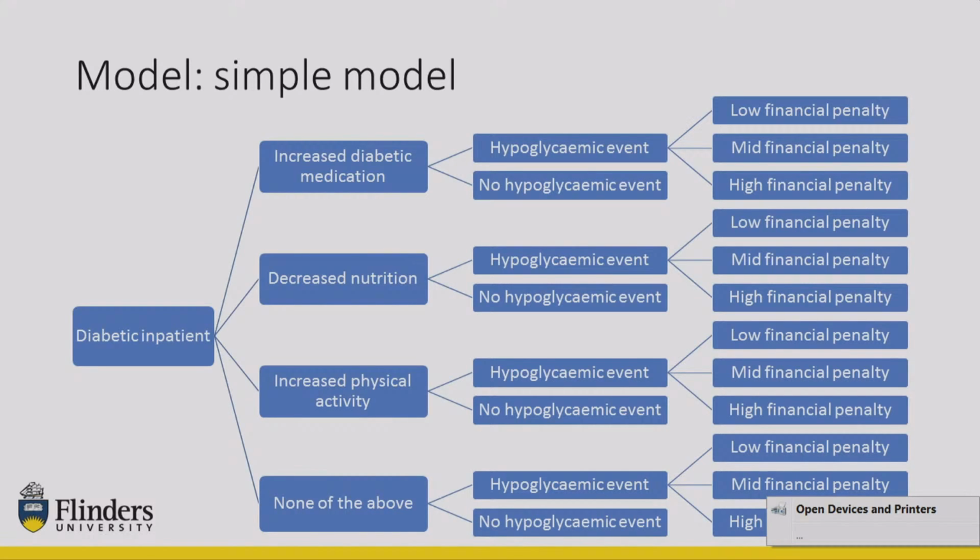So here we're describing, given that you're in each of these boxes, what's your probability of a hypoglycemic event? And then if you experience an event, in this case we're using the financial penalties as our endpoints in the decision tree, what level of financial penalty would you incur, but also what are the other costs, length of stay effects, patient outcomes associated with those different outcomes associated with a hypoglycemic event.